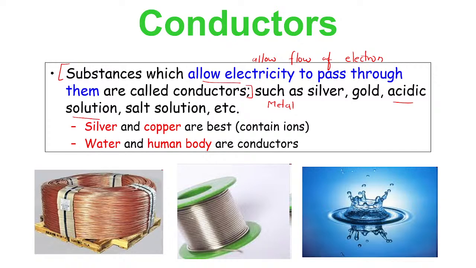Now there are certain liquids which also conduct electricity. What type of liquid? We are going to see these things in today's class. Acidic solution and salt solution allow electric current to pass through them, including water and the human body. Therefore, when you touch electrical appliances, we get an electric shock, isn't it? That means since the human body is made up of 70% water, we do conduct electricity.